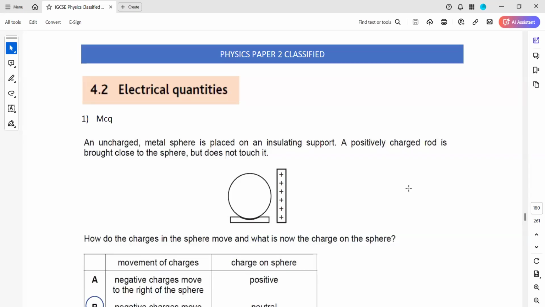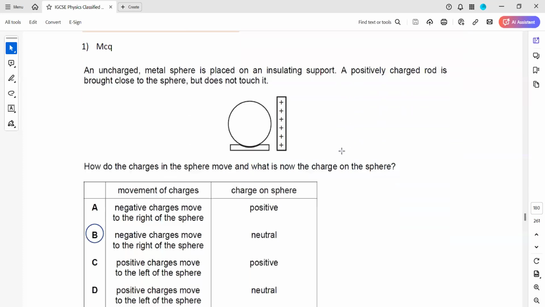This one is classified paper 2, topic 4.2, the electrical quantities. In this topic, you will find the questions related to current, voltage, and resistance. The first one is related to electrostatic charging.